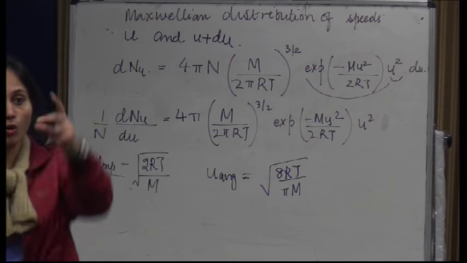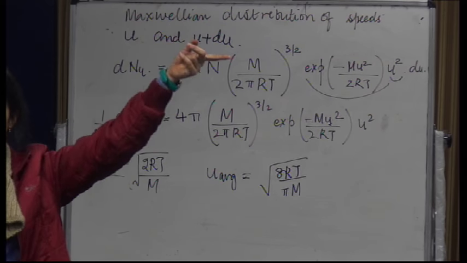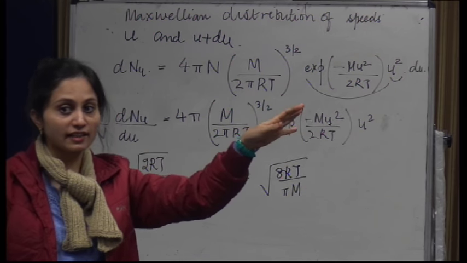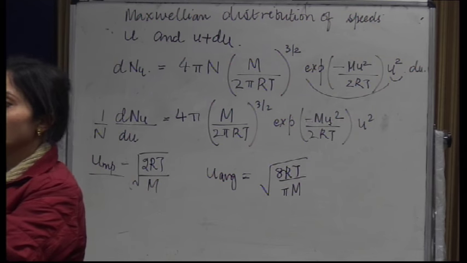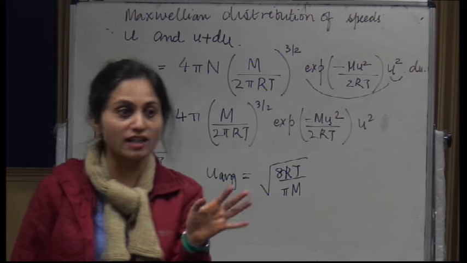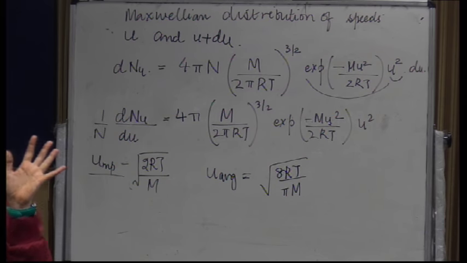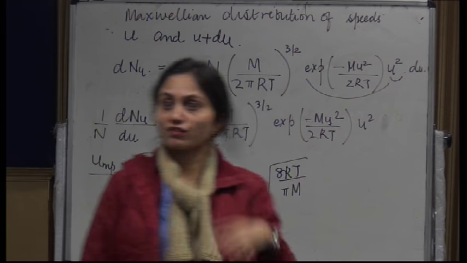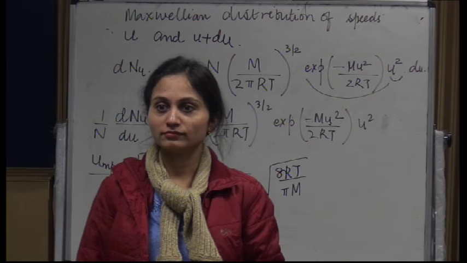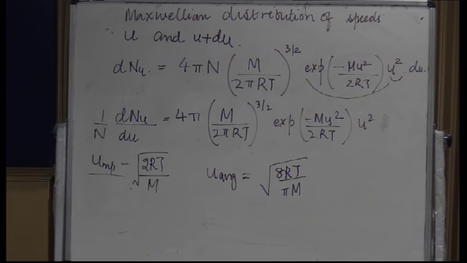We have now talked about three speeds. One is the root mean square speed that we arrived from the kinetic gas equation. What was the kinetic gas equation? PV is equal to 1 by 3 mn u bar square, where u bar is your root mean square speed. What is the expression? Under root of 3RT by m. Repeat it. What is your root mean square speed? Under root of 3RT by m.